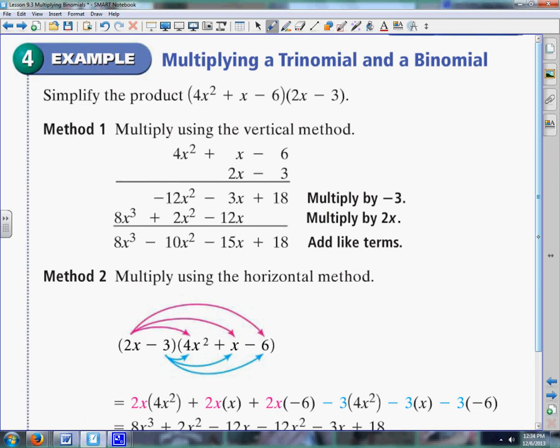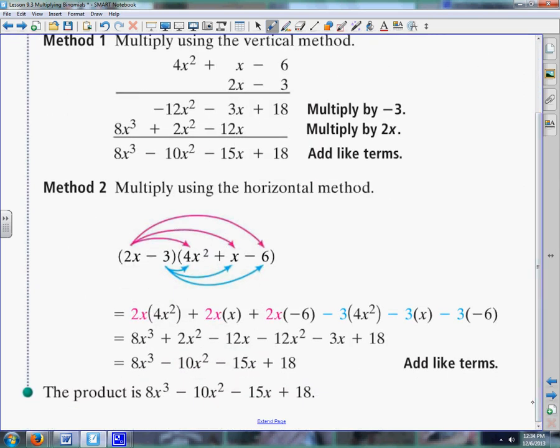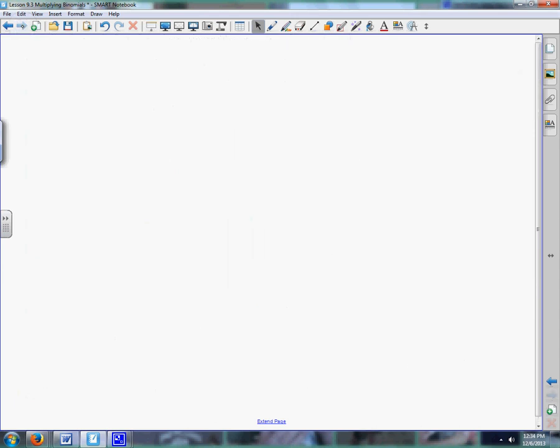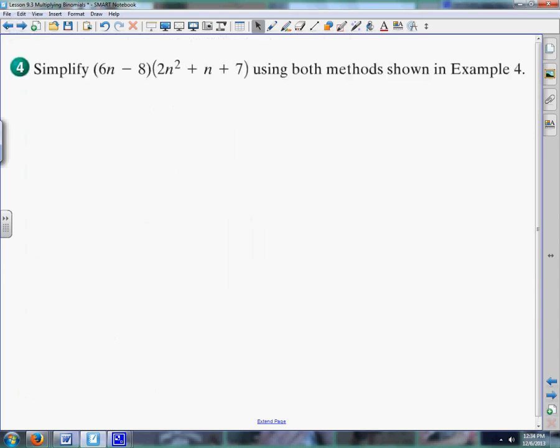What they do is they take the monomial and they put it out front. And then they take each digit of this, the binomial, sorry. They take each digit and they multiply it to everything in the trinomial. So the 2 gets multiplied to all 3 things, and the negative 3 gets multiplied to all 3 terms. So let's try one. So try this. You don't have to use both methods. You can choose.